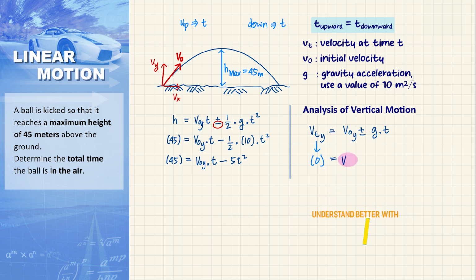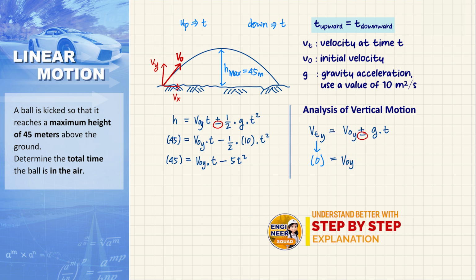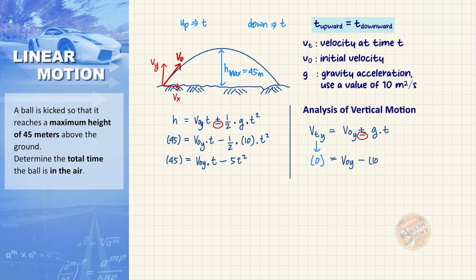This initial velocity is what we are looking for. Since the motion slows down as it moves upward, the sign of the gravitational acceleration is negative. We replace gravity with 10 meters per second square and multiply it by t. Therefore, we get v0y equals 10t.